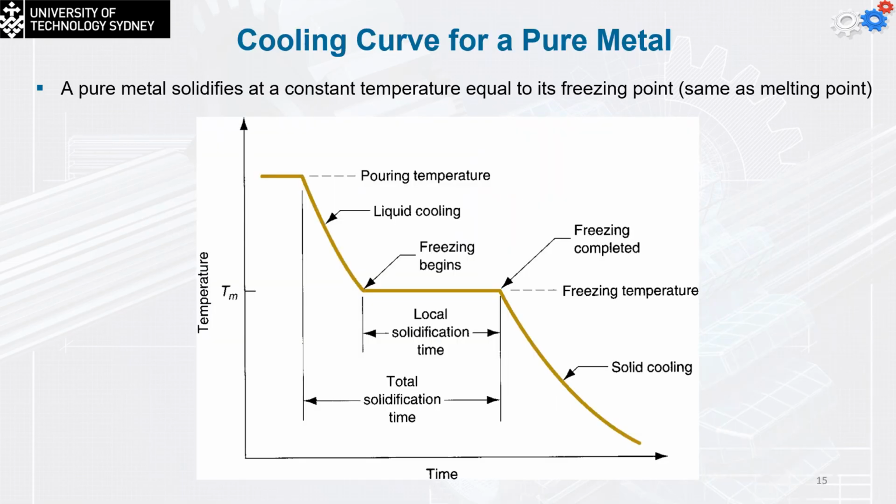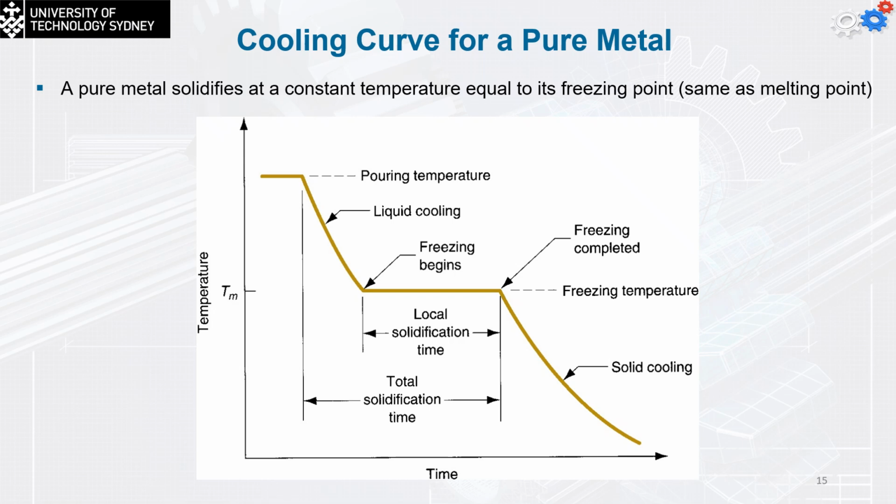So the cooling curve for the pure metal. The pure metal solidifies at a constant temperature, which is equal to its freezing point, which is the same as the melting point. So you can see in this diagram, in the y-axis we have the temperature, while in the x-axis we have the time. When you heat up the metal, we're going to move from the right to the left. So we increase temperature, we're going to reach the melting point. We add the heat of fusion, we're going to change it to the liquid state. Then we're going to add further heat to reach the pouring temperature, which is the highest.